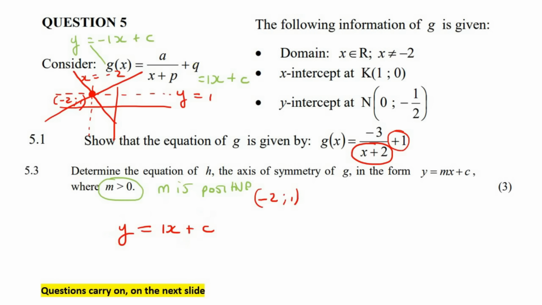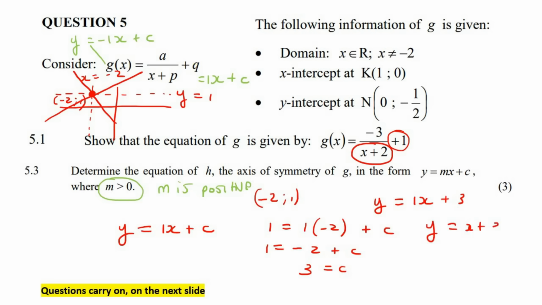Okay, so now this 1 is a y value. So we go like that. And then the x is -2 plus c. And then you're going to end up with this. And then if you take the -2 over, you end up with c as 3. And so the answer would be y equals 1x plus 3. You can also just call it x plus 3. You don't have to say the 1.